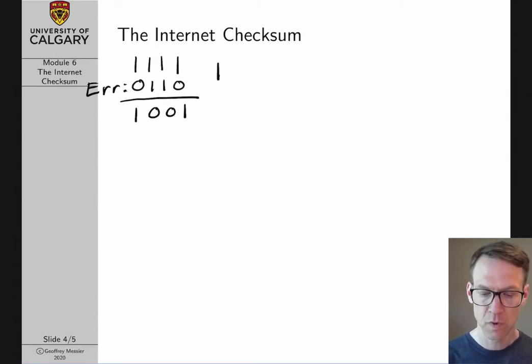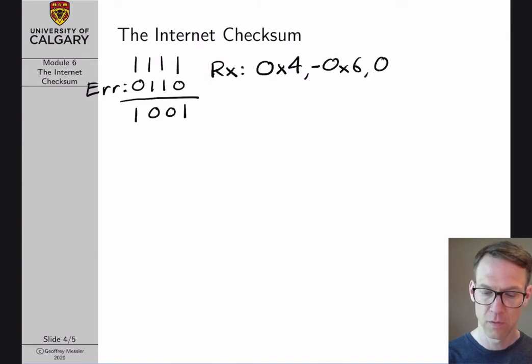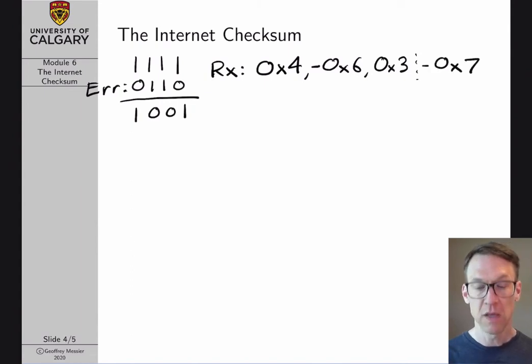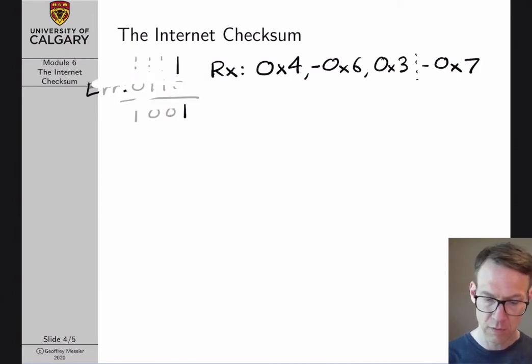So our received packet, I'll make that explicit, our received packet is 4, negative 6, positive 3, and then we have our checksum that's negative 7. And so what I want to do is add the nibbles of this received packet together, and hopefully we should get a non-zero result, because that's what indicates an error. So I'll just give ourselves some room here.